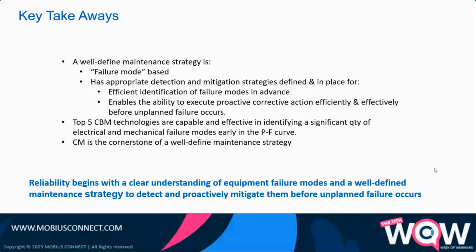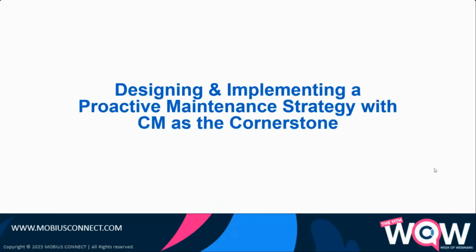So to prime us up for the next section to come, reliability begins with an absolute clear understanding of equipment failure modes and a well-defined maintenance strategy included to detect and proactively mitigate them before unplanned failure occurs, right? That's how you eliminate risk and reduce cost within an organization. So now we're going to get into designing and implementing a proactive maintenance strategy with condition monitoring as a cornerstone.